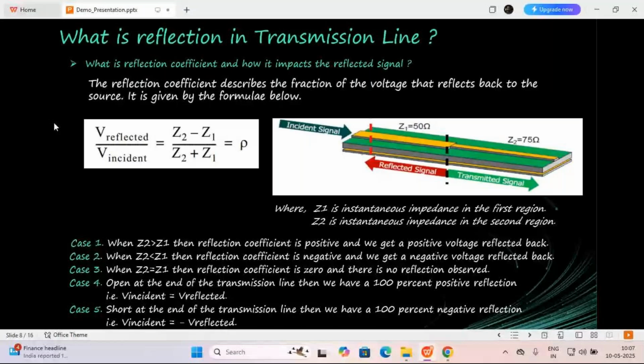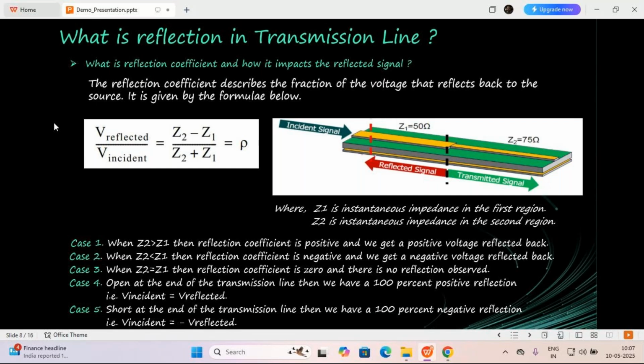Now what is Z2? Z2 and Z1 depend upon the direction of your signal flow. In the picture, we have an incident signal entering the board from the thicker trace, which is 50 ohm, and after some time the trace is getting thinner, which results in 75 ohm of transmission line impedance. That is the point of impedance discontinuity. At that point the impedance is getting changed. So because of this, what will happen?